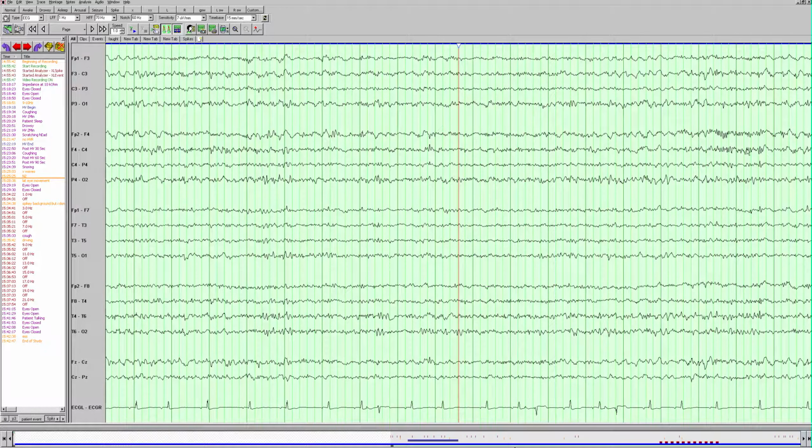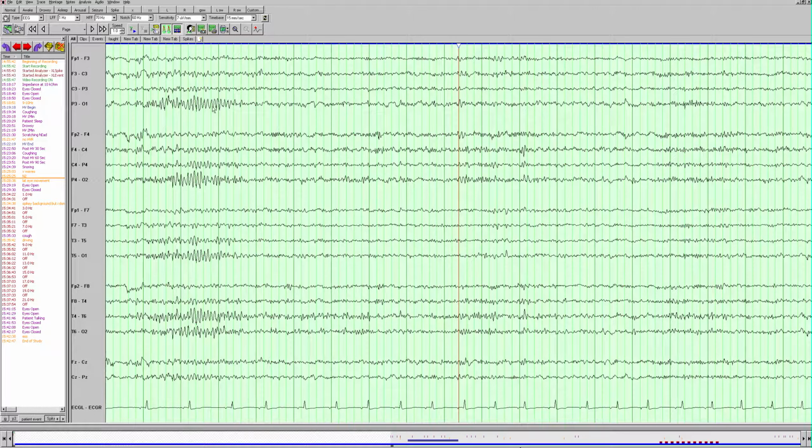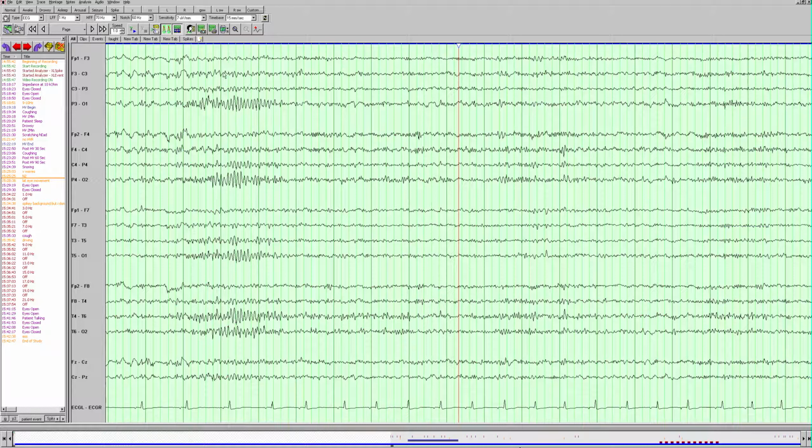And here's some more spindles here. And what about this? Is this a spindle? It's not. And why? Look at the location. This is not just in the parasagittal head regions, and it's also posterior. This is just awake background. This is a common mistake. People will think these are spindles, but that's just the patient waking up and then getting drowsy.